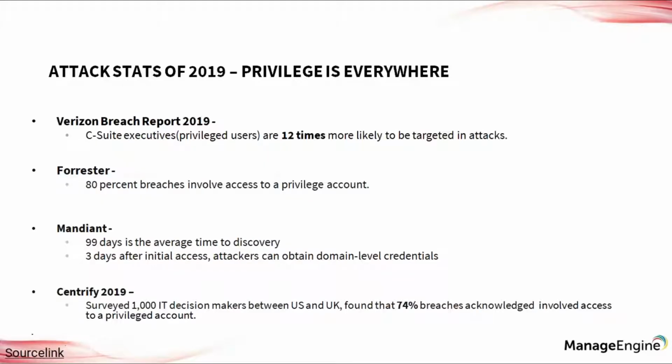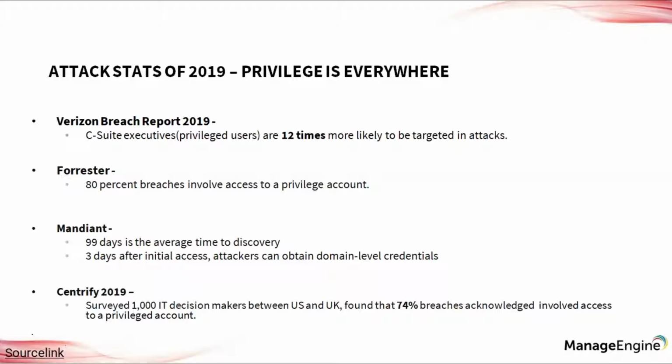So these are the attack stats of 2019, and please note that privilege is everywhere. The Verizon Data Breach Investigations Report 2019 states that your C-suite executives, who are your privileged users, are 12 times more likely to be targeted in attacks. The Forrester report states that 80% of breaches involve access to a privileged account. And it takes 99 days on average for an organization to find out that it has been breached in the first place, and just 3 days after initial access, an attacker can obtain domain-level credentials.